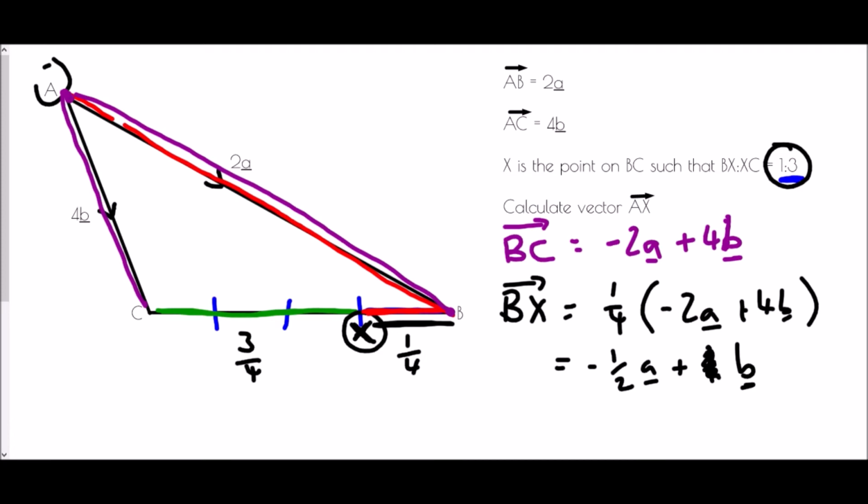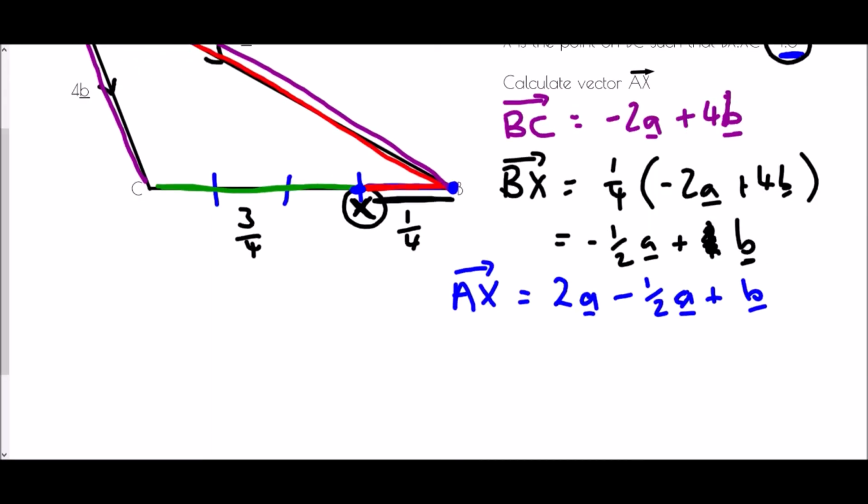But the question was, how do I get from A to X? Well, AX requires me to travel from A to B and then to X. And so first of all, if I want to go from A to B, well, that is 2a. From B to X, well, that is negative 1/2 a plus b. And if we simplify all of that, what we actually get is that AX is 3/2 a, that is 1.5a plus b.